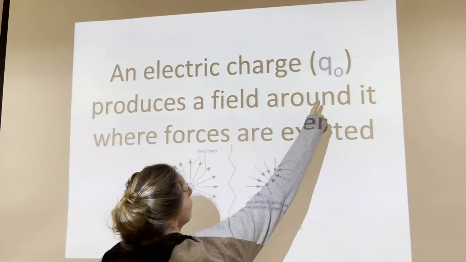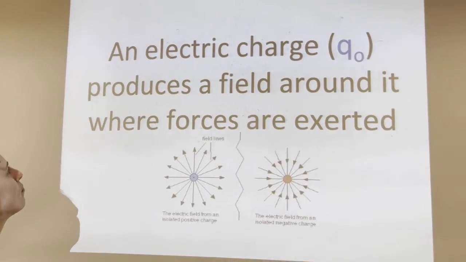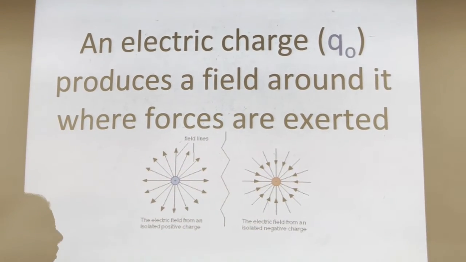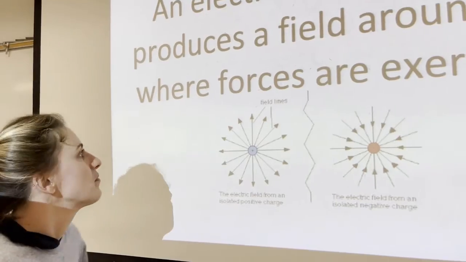Okay, so an electric field. Electric charge. What do we call this again? That's the originating charge. The originating charge produces a field around it where forces are exerted.